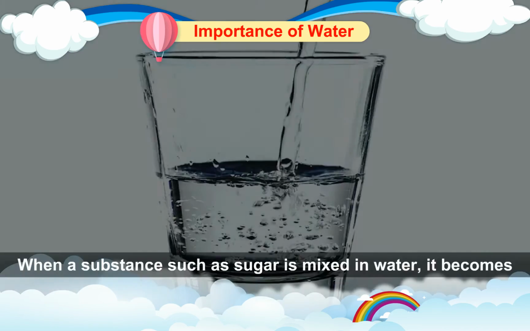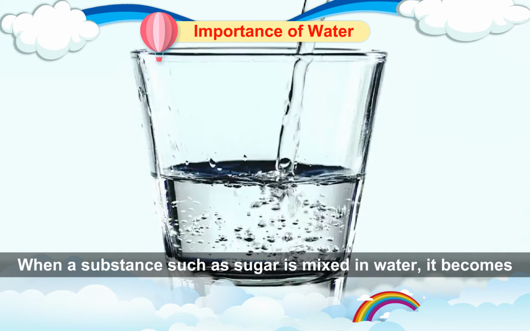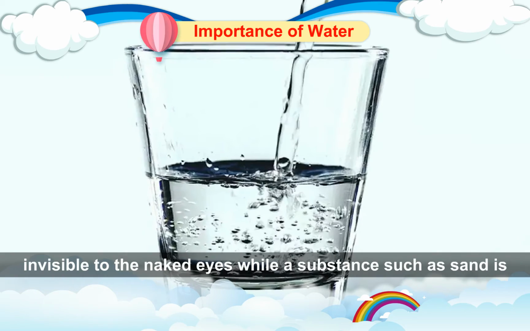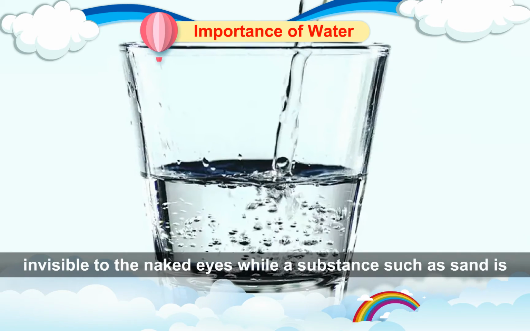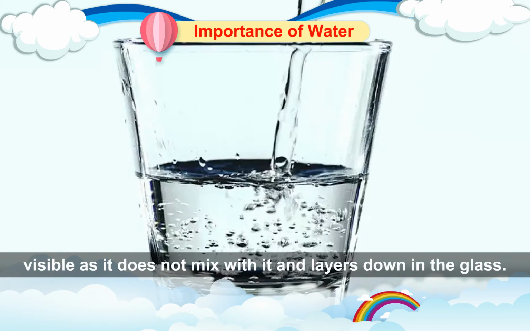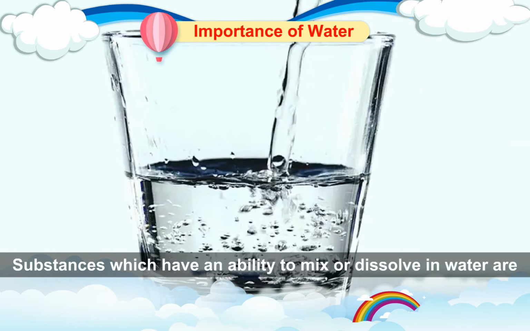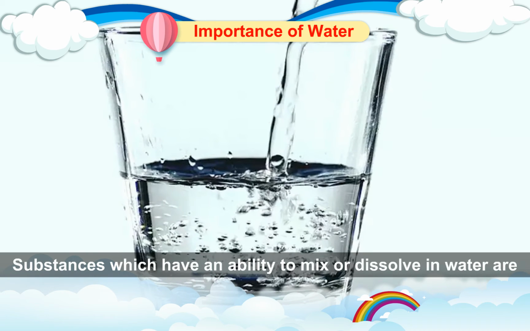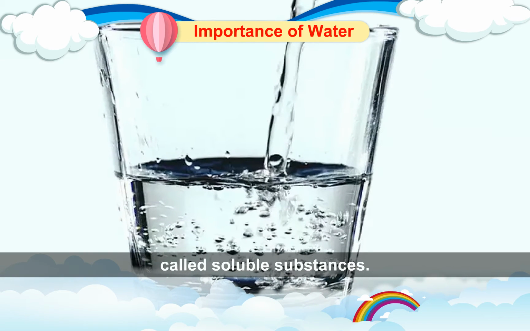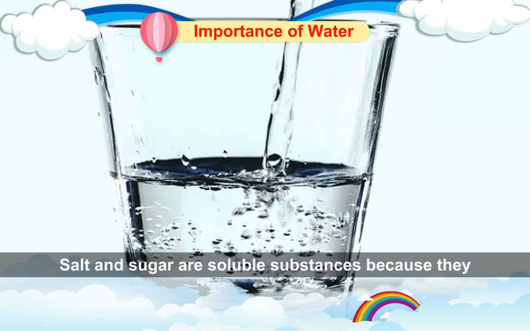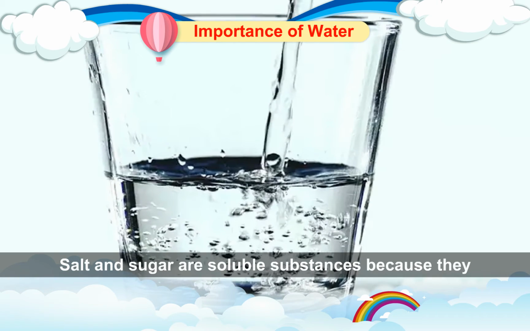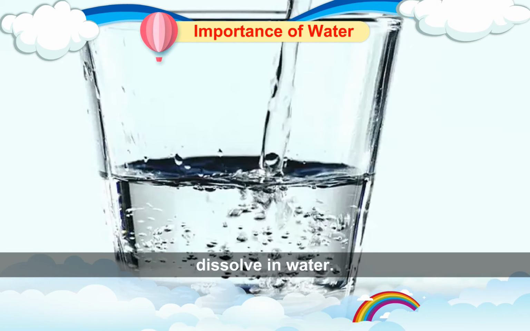Mixing in water. When a substance such as sugar is mixed in water, it becomes invisible to naked eyes, while a substance such as sand is visible as it does not mix with it and layers down in the glass. Substances which have an ability to mix or dissolve in water are called soluble substances. Salt and sugar are soluble substances because they dissolve in water.